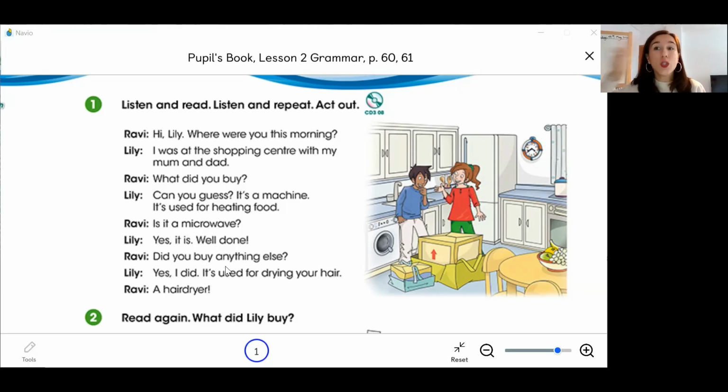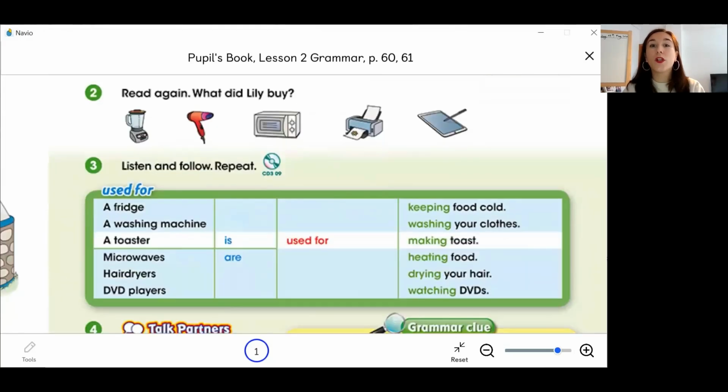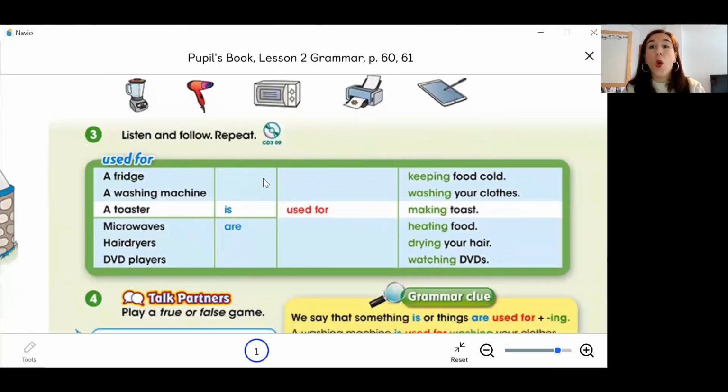So here we see two sentences of the grammar that we are going to learn. The first one is, it's used for heating food. And the other one is, it's used for drying your hair. What are we going to learn? We're going to learn how to explain what we can use a machine for, or anything. For example, I can use my phone for calling, or a phone is used for calling. There are two ways of saying it. I can use this for this, or this is used for this, okay?